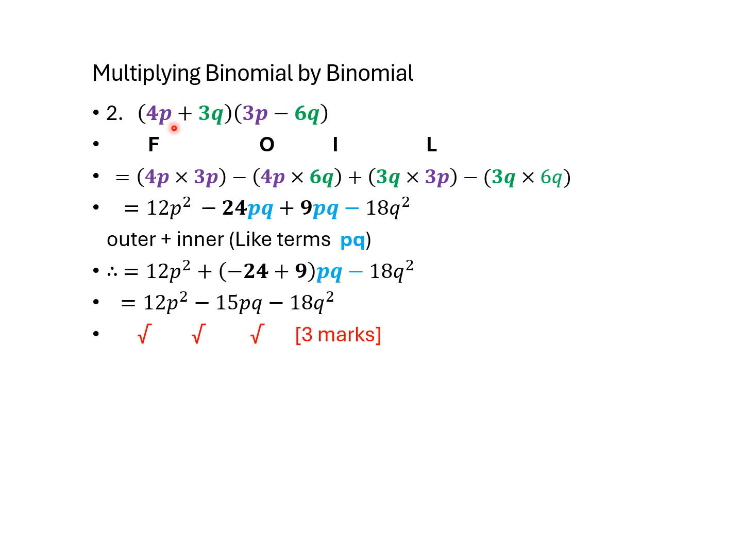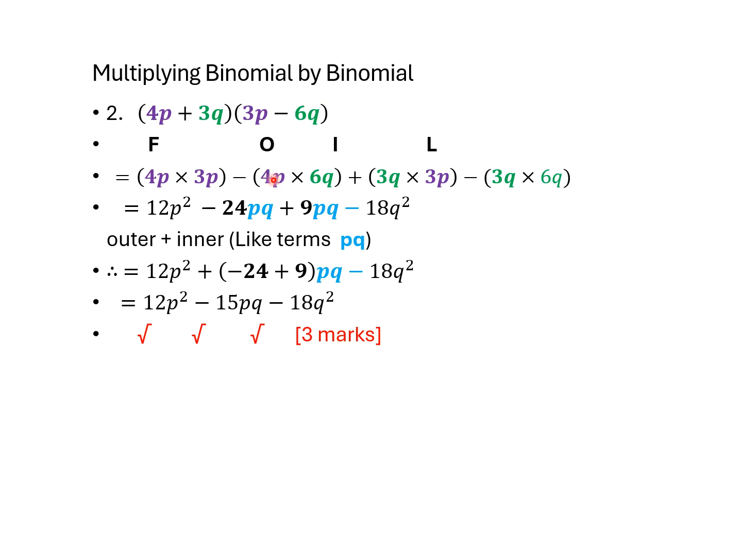We have (4p + 3q) times (3p - 6q). So bracket and bracket, no plus or minus sign in between there. Therefore, we know we're dealing with multiplication. So my first terms are 4p and 3p. So 4p times 3p. My outer term is 4p and 6q, but positive times negative is negative.